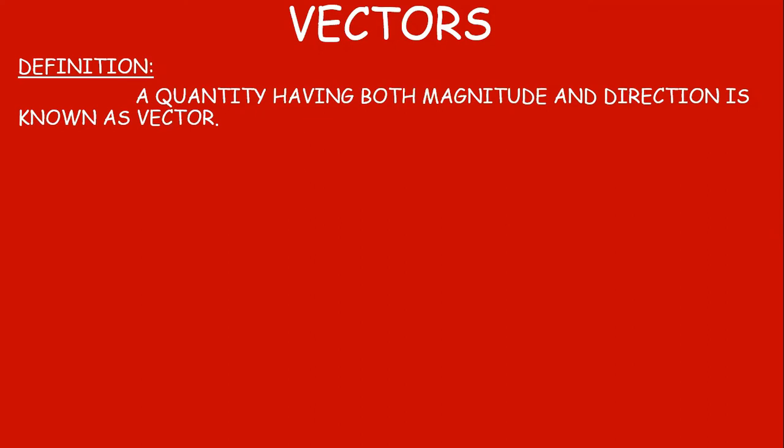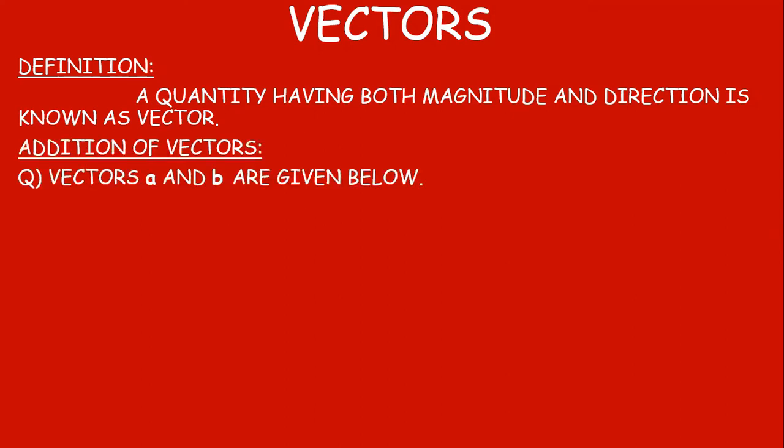The definition of a vector: a quantity having both magnitude and direction is known as a vector. Now, addition of vectors. Vectors A and B are given below. Find A plus B. That is, we want to add the vectors A and B. This one is vector A and this one is vector B.